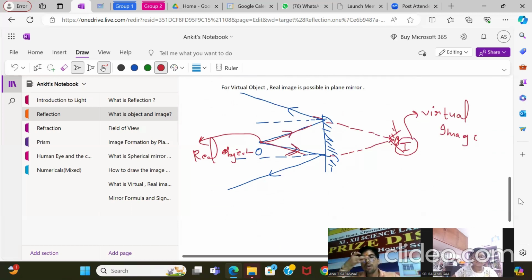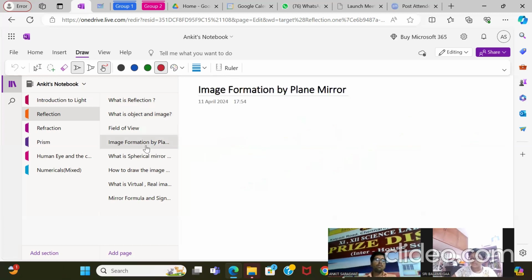Now, next question. In a virtual image or a real image, you always see the reflected ray. When the reflected rays meet, then only image formation takes place. Any doubt? No, sir. Now, the next topic we will start is image formation by plane mirror.